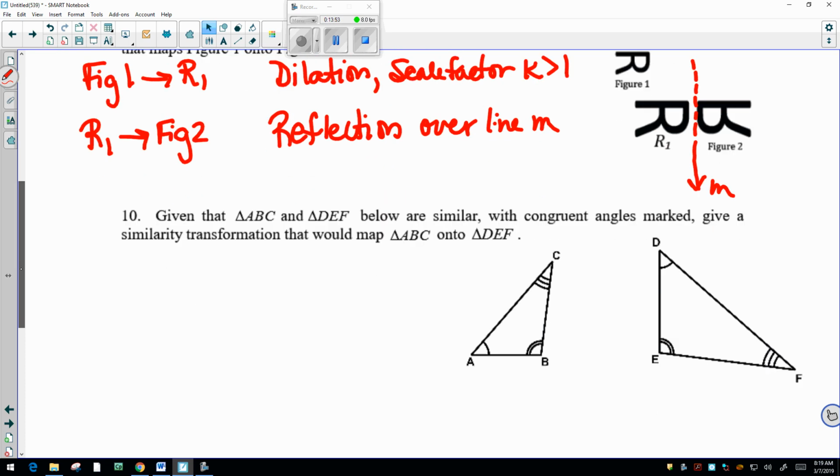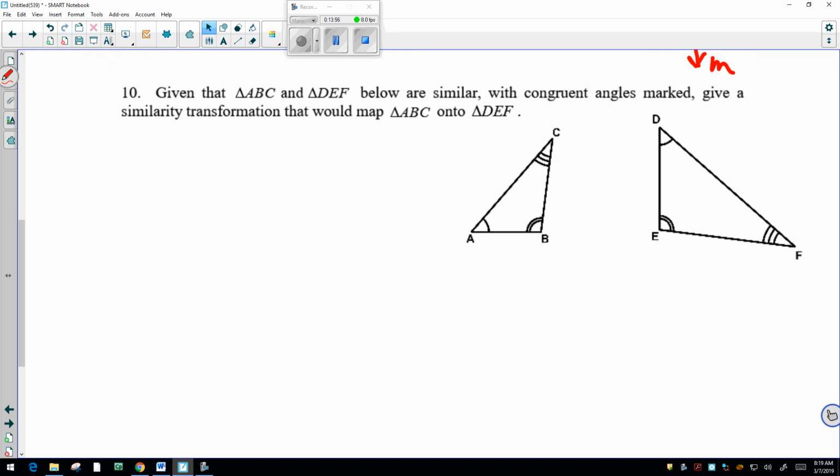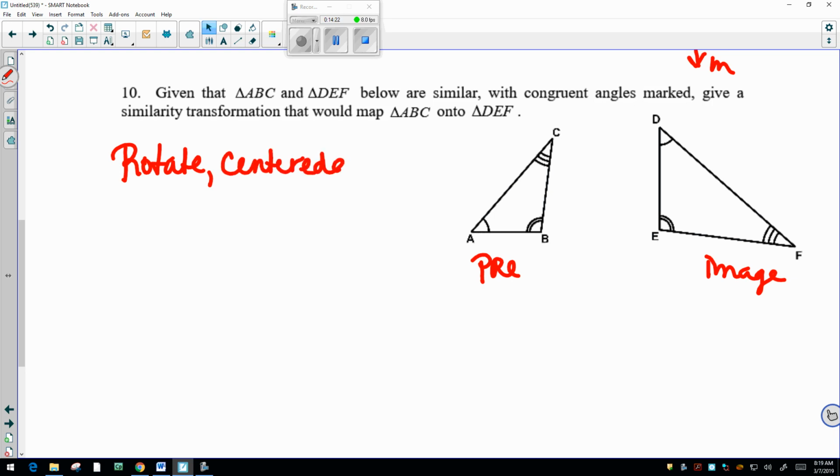Okay, and our last one here. So we have given that triangle ABC and DEF are similar with congruent angles. It says give a similarity transformation that would take ABC onto DEF. So this is kind of like your pre-image and this is your image. So we could do this a whole bunch of different ways. I'm going to start with triangle ABC and I'm going to say, how about we rotate it? I'm going to say centered at B. And it looks like we're going about clockwise 90 degrees.